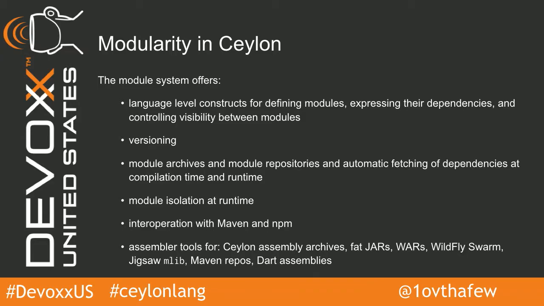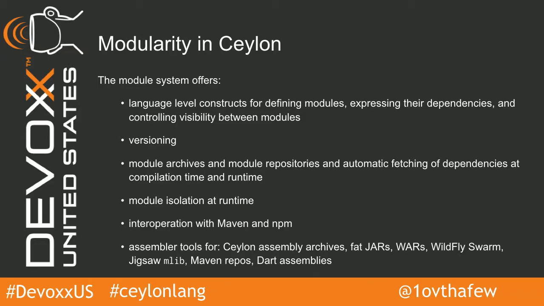It features module isolation at runtime, so I can have multiple versions of the same module within my running program. However, I will say that this depends somewhat upon what platform we're running on. Ceylon does have its own module runtime, which provides that module isolation, and in certain situations, for example, if I'm deploying my program as a fat jar or on Jigsaw, then I lose that module isolation. And then I would only be restricted to having one version of a module at a time in my program.